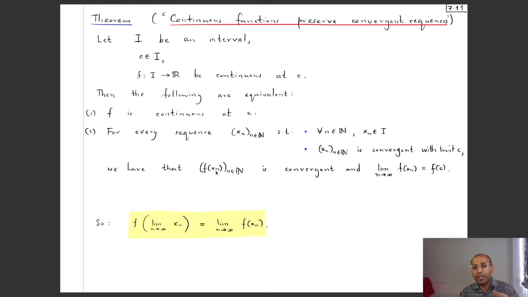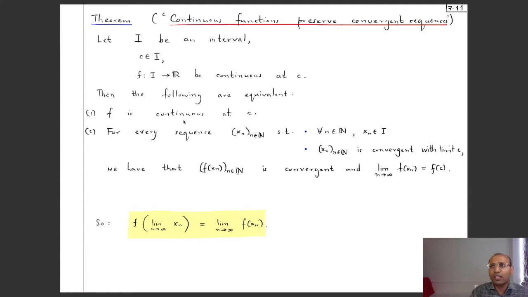Okay, and if I feed in x1, x2, x3 to the function, I get this new sequence, f of x1, f of x2, f of x3, f of x4, and so on. So that new sequence is also convergent, and moreover the limit of this new sequence is equal to f of c. So saying that the function is continuous is exactly the same as this statement, that no matter which sequence you take in the domain which is convergent with limit c, f of xn happens to be convergent with the limit f of c. f is continuous at c if and only if this happens.